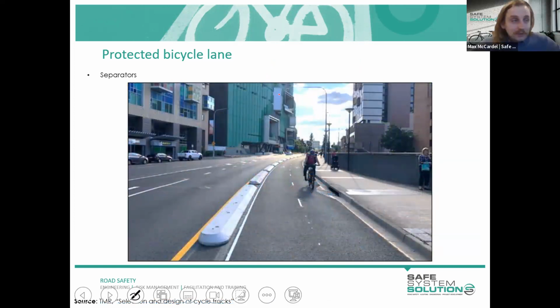Okay, back to our separators. So this is another example of a separator. It's similar to what we were looking at before. Narrow separation. These are actually bolt down, so they're readily installable. Installable? That's not a word. Easy to install.